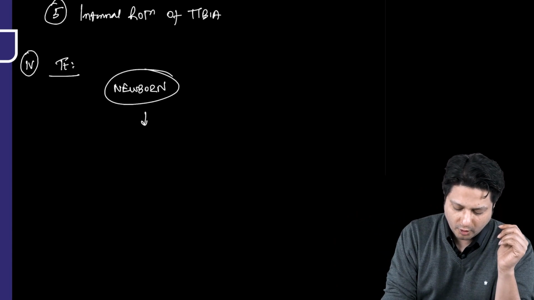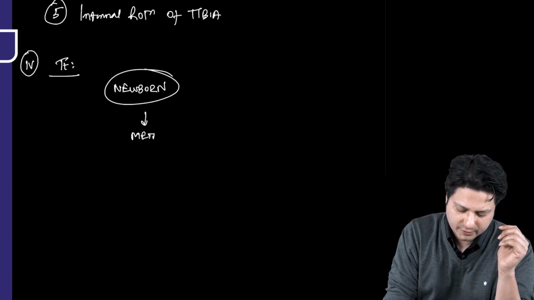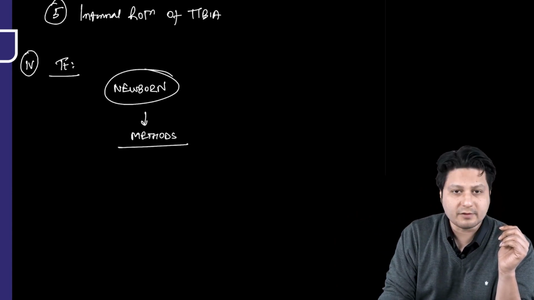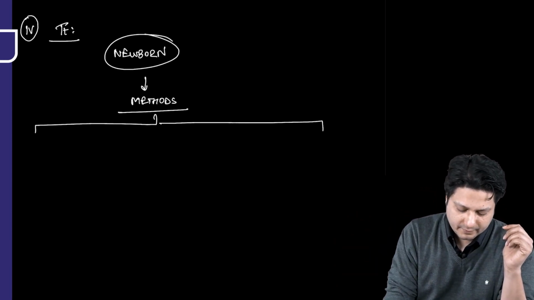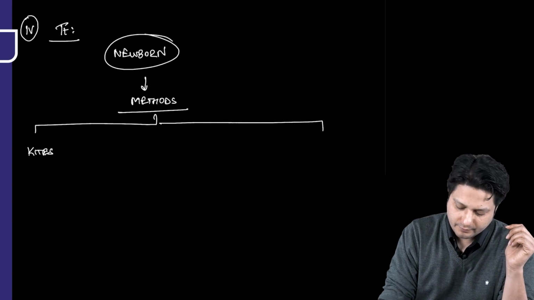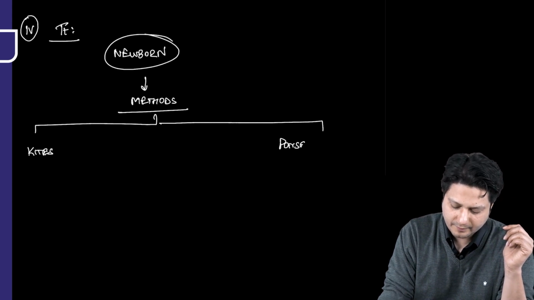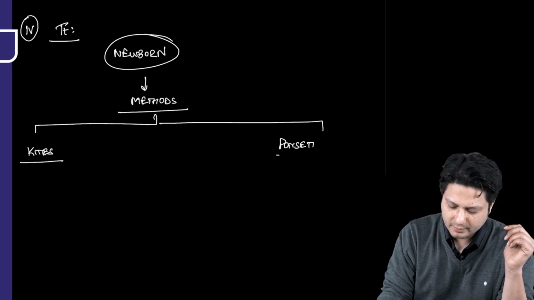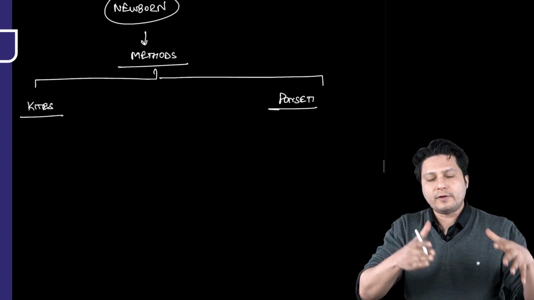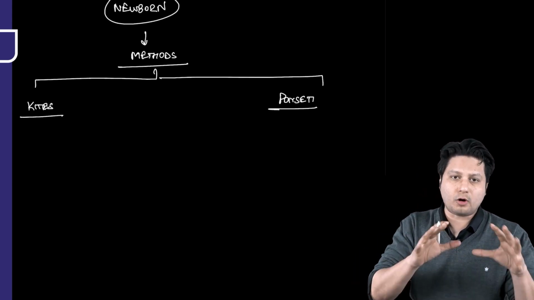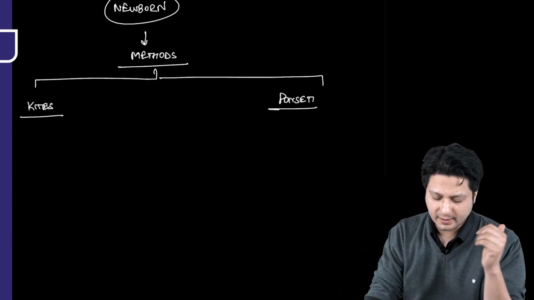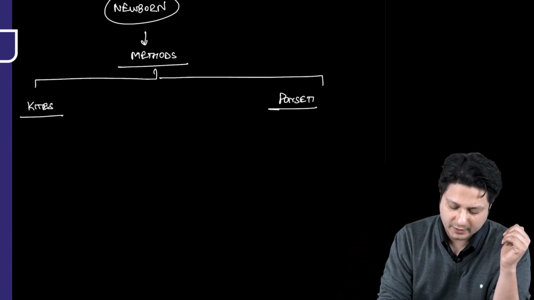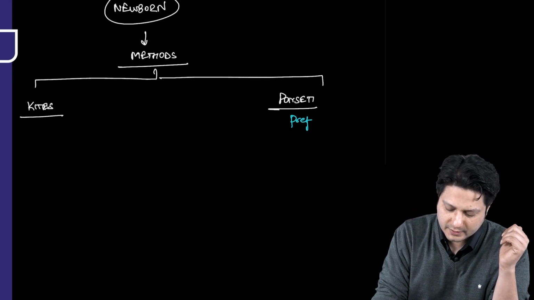Now, in case of a newborn, there are two methods for the management of the CTEV deformity, and these two methods are the Kite's method and the Ponseti method. Out of the two, before we talk about anything related to these two methods, which one is clinically practiced or preferred today? It is the Ponseti method which is preferred today. So, Ponseti is the preferred method.